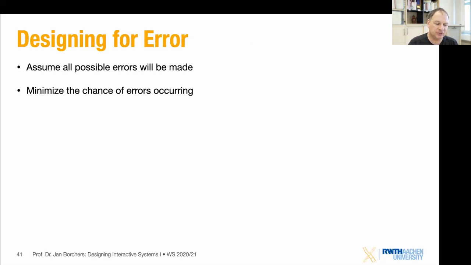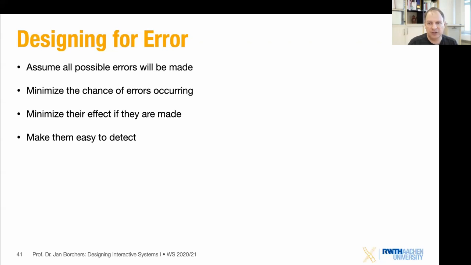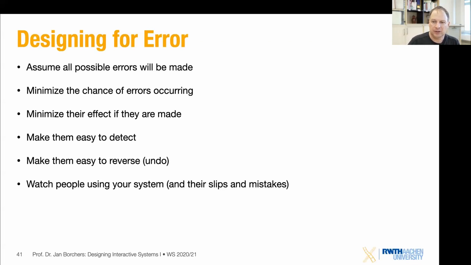So all you can do is minimize the chances of errors occurring. You can minimize the effect that they have if they are made, and you can make them easy to detect and easy to reverse. Oftentimes that means having undo available. It also really, really helps, and it's a total eye-opener, if you watch people using your system, including all the slips and mistakes, and you don't immediately correct them. It's painful, but it's very healthy to watch and very educational.